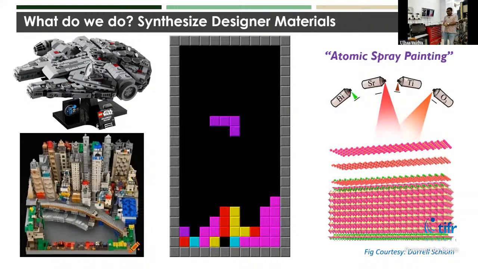And the way we do it is by using mostly a technique called molecular beam epitaxy. And then today in the Chai and Y session, we are going to tell you about how we go about doing it. So, as a very crude first order approximation, you can think of this as atomic spray painting.